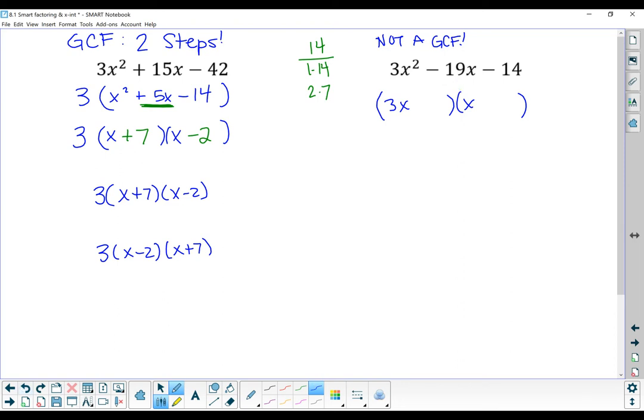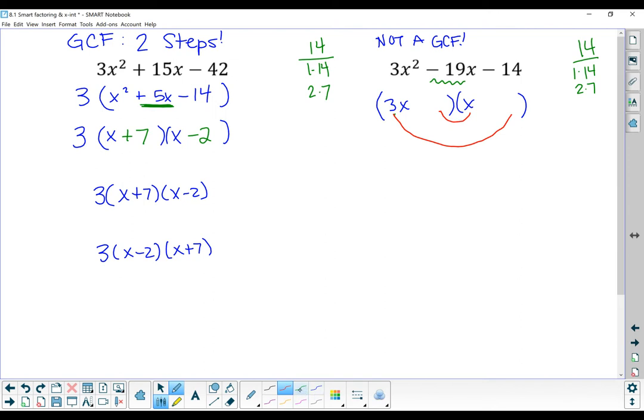I'm having a 14 at the end again. 1 times 14, 2 times 7. And you might look at that 14 list and think, man, there's just no way to get a 19 out of that. And that's because the 3 is actually going to influence what's happening here. So the 3x is going to multiply this number, and whatever number is here is going to multiply this x to create that middle term in the trinomial.